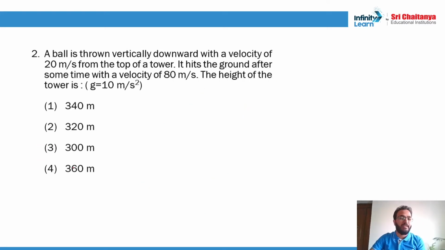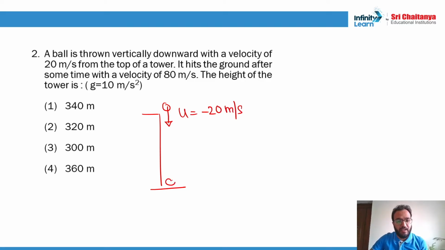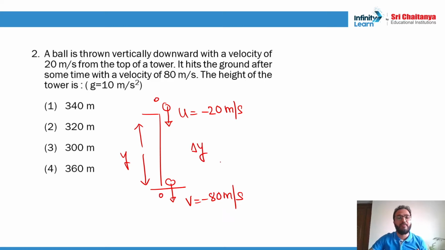Okay, next is a ball is thrown vertically downward with a velocity. Let's say in this question they are mentioning a ball is thrown vertically downward. U is minus 20 meter per second. It hits the ground with a velocity minus 80 meter per second. And what is the displacement? Since this is the initial position and this is the final position, displacement is downward, that is why it will be negative. So let's say it is minus of h, and they are asking us to find out h. Simple question, very simple solution.